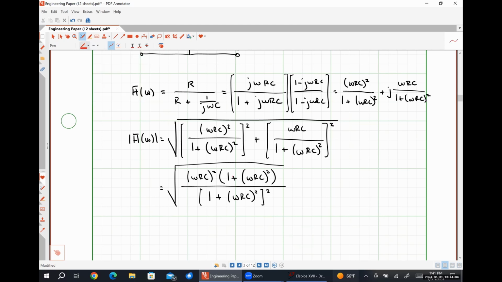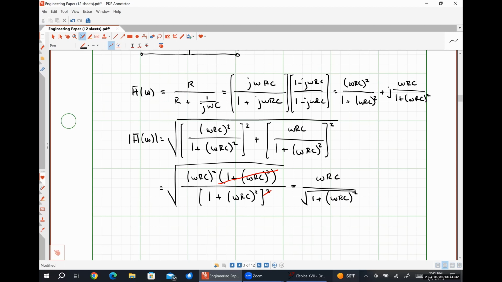We can then see that this part right here winds up canceling one of our powers here, giving us a magnitude response of ωRC divided by the square root of 1 plus (ωRC) squared.